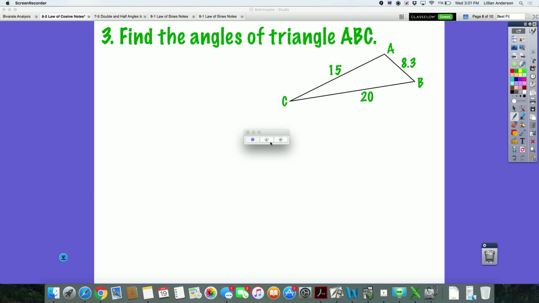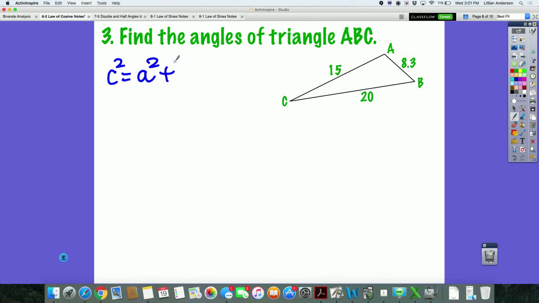All right. So we are looking for angles now, this time when we are solving this triangle. It's a little bit different. Actually, not too different, but because we have all of our sides, we can still use the same formula to find our angles. So let's find angle C first. I'm going to use this formula.